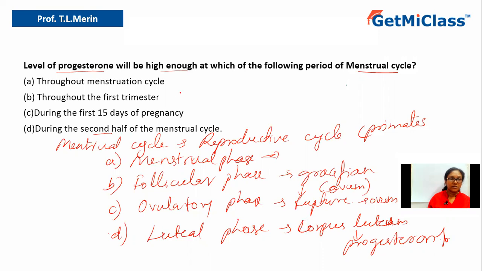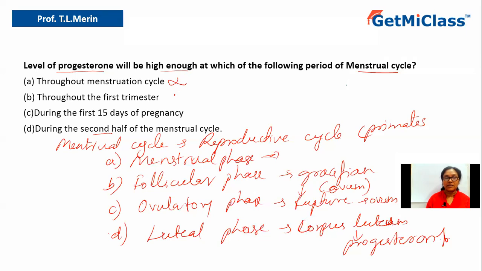So let us look into the options. Option A is throughout the menstrual cycle. No, because in the beginning there is no production of progesterone by corpus luteum, hence it is ruled out. Option B, throughout first trimester. Trimester speaks about pregnancy, right? So this corpus luteum is formed during the menstrual cycle itself.